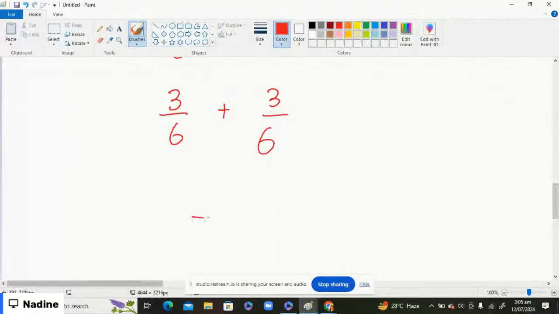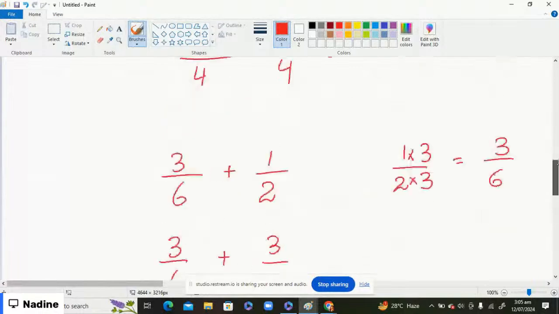Now we write one 6 here, adding their numerators. So 3 plus 3 is 6, 6 by 6. These both are the same, so the answer is 1. Understand? This is the way to solve this question. Now let's do another.